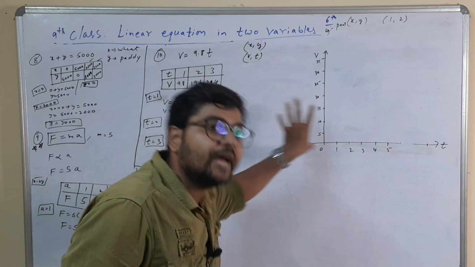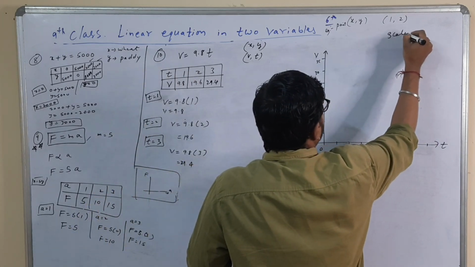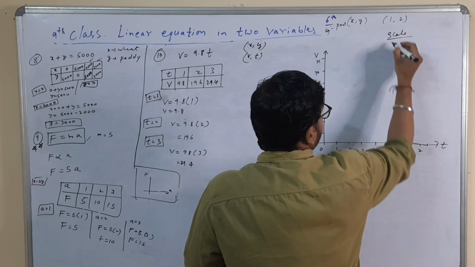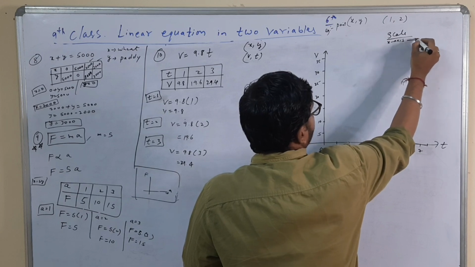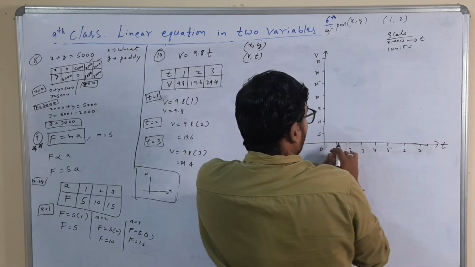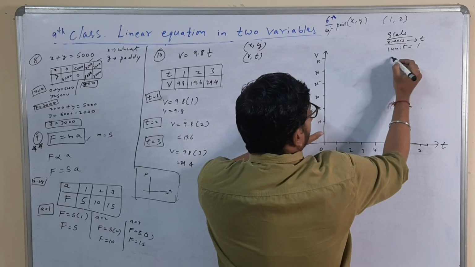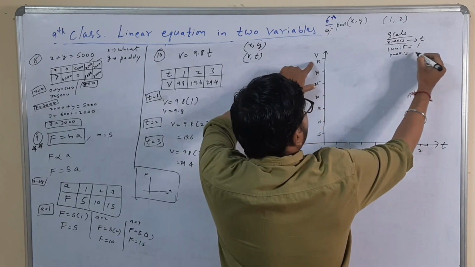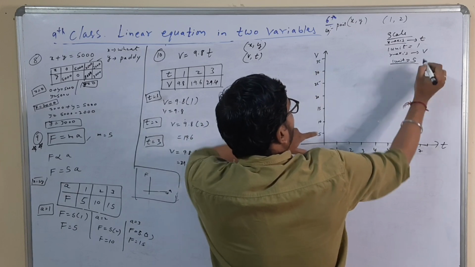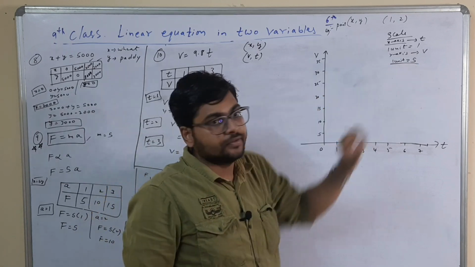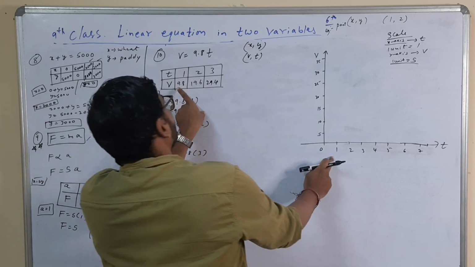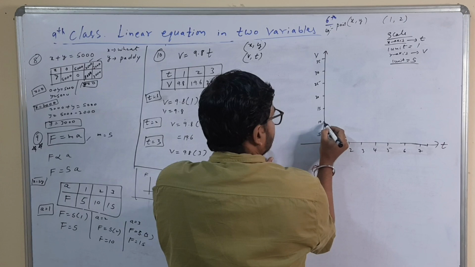Now at a time we write down the scale. This is the x-axis, we are saying. On the x-axis we have t. 1 unit is equal to 1. Now this is our y-axis, v. 1 unit is equal to, we took 5. This is important. For 1 unit we have taken 5. Now take the values. T is equal to 1, v is equal to 9.8. 9.8 is somewhere here.